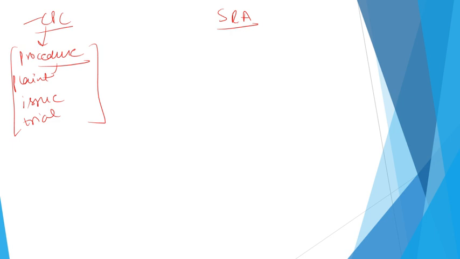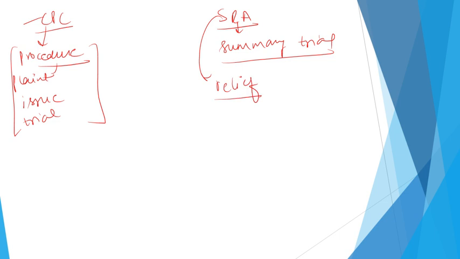This is civil procedure. Then SRA is a summary trial kind of thing. Summary trial is like a brief trial. This is the major central aim of this: to provide relief. So it is quick. The nature is quick and speedy.